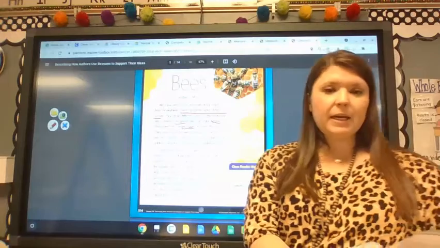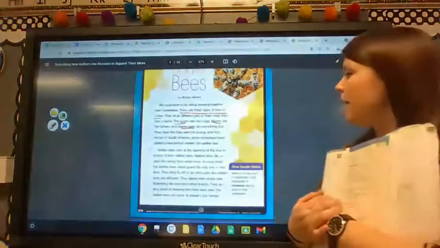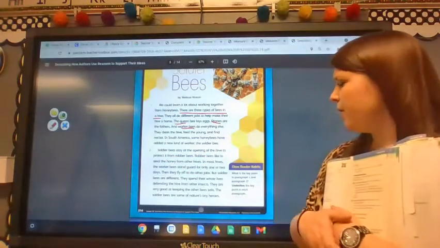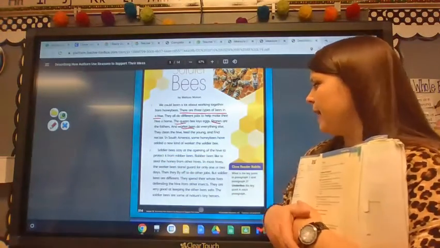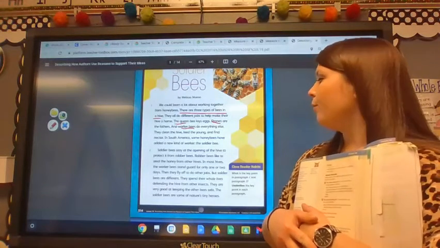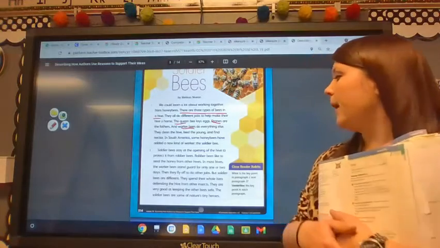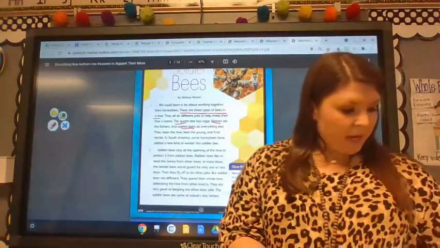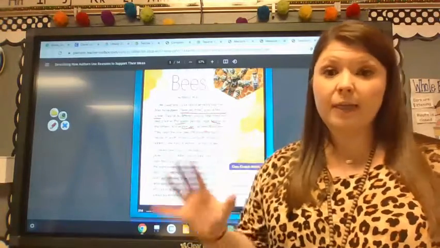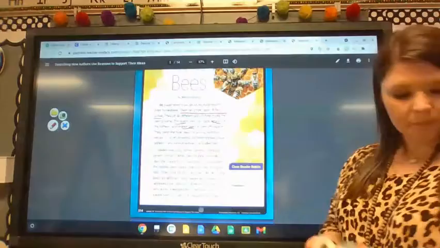What is the main job of soldier bees? What are the main types of jobs of soldier bees? All right, so let's look here in paragraph number 2. It says soldier bees stay at the opening of the hive to protect it from robber bees, okay? So the main job of the soldier bee is to protect the hive from robber bees or other insects that try to invade the hive, okay?